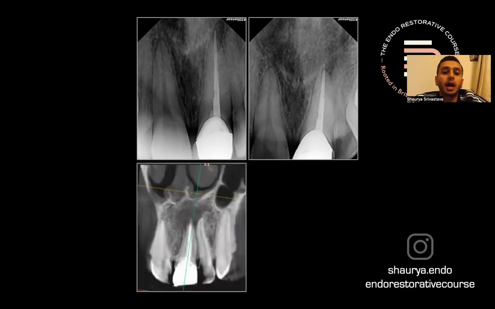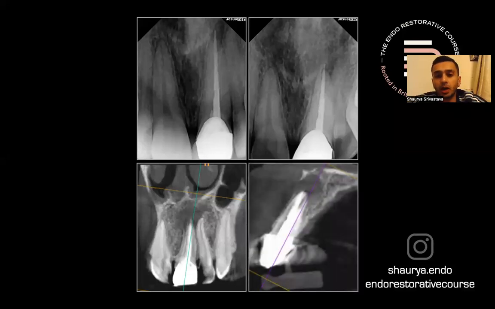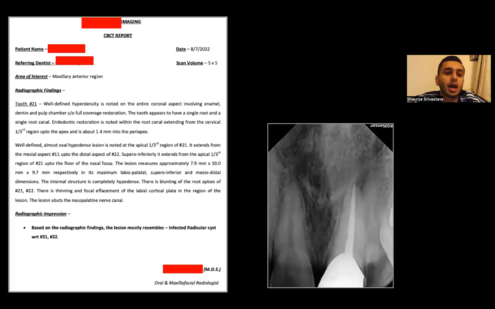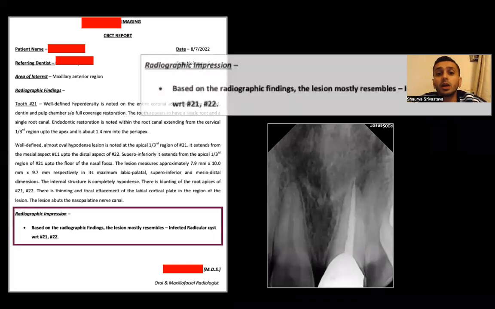Okay, and he sent over the scan as well, which was in a paper form. It was an upper left one. As you can see, overextended root filling, there's external inflammatory root resorption, and there's a lesion associated as well. And this is what the radiologist report had mentioned. It says, based on radiographic findings, the lesion mostly resembles an infected radicular cyst.